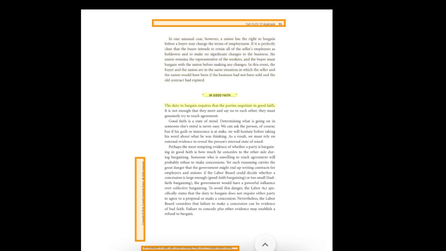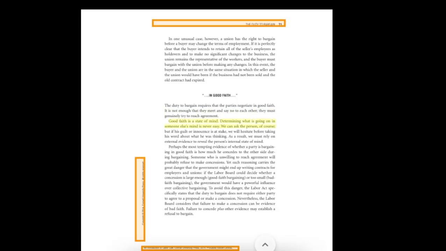Good faith. The duty to bargain requires that the parties negotiate in good faith. It is not enough that they meet and say no to each other; they must genuinely try to reach agreement. Good faith is a state of mind.